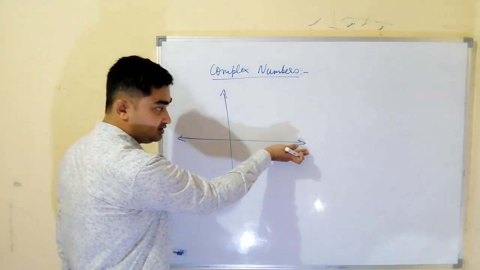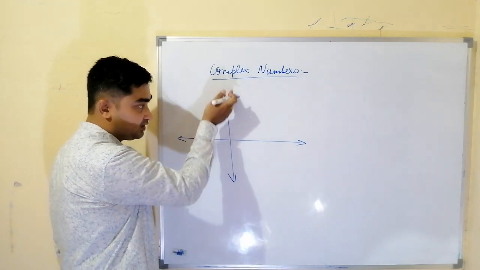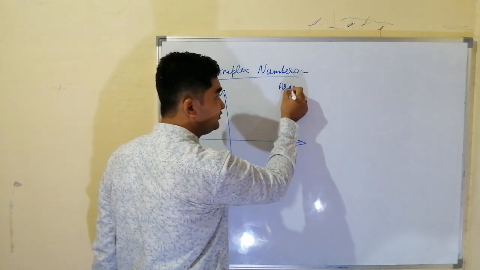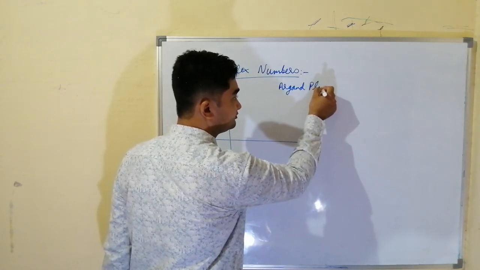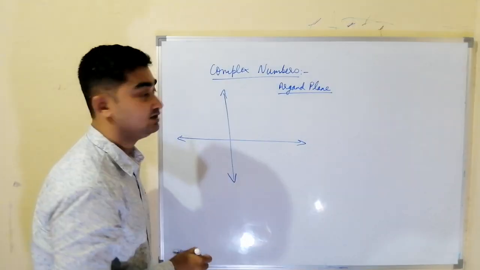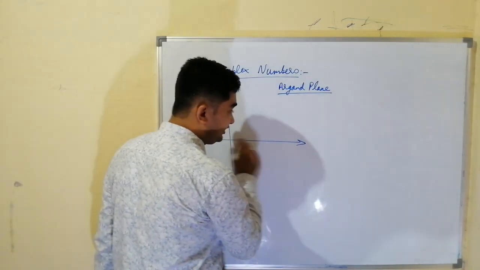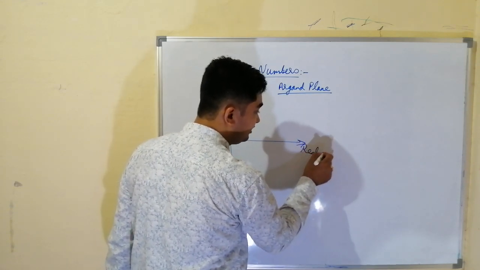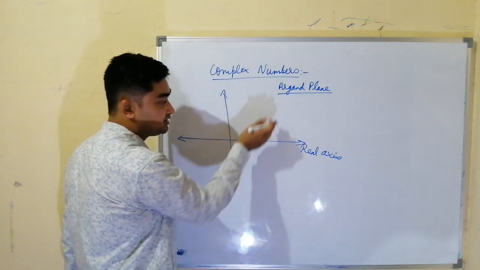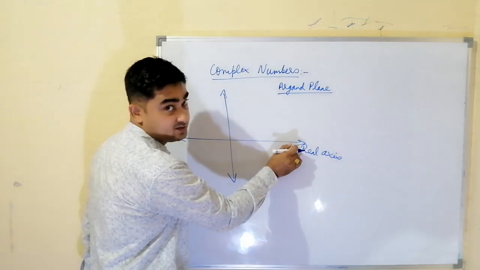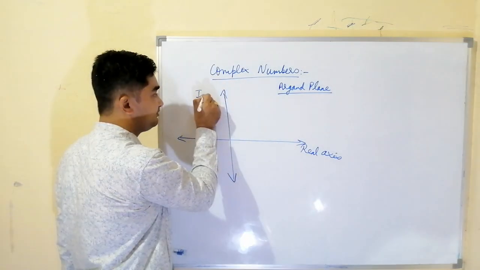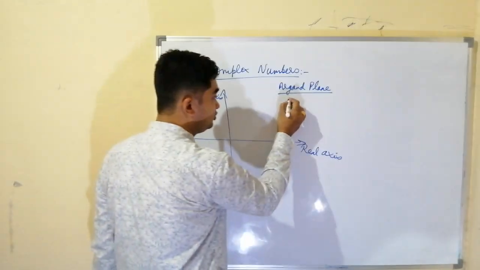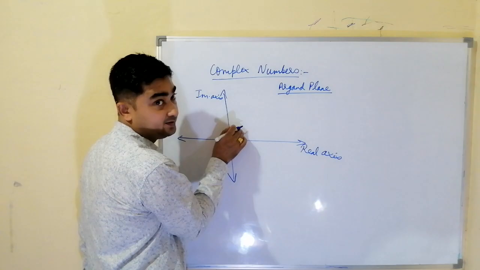In coordinate geometry, the horizontal axis is the x-axis and the vertical axis is the y-axis. But to plot complex numbers, we need an Argand plane. In this Argand plane, the horizontal axis represents the real axis, that is, the real part of the complex number can be plotted along this real axis. And the vertical axis is known as the imaginary axis. So we have to plot a complex number on this Argand plane.